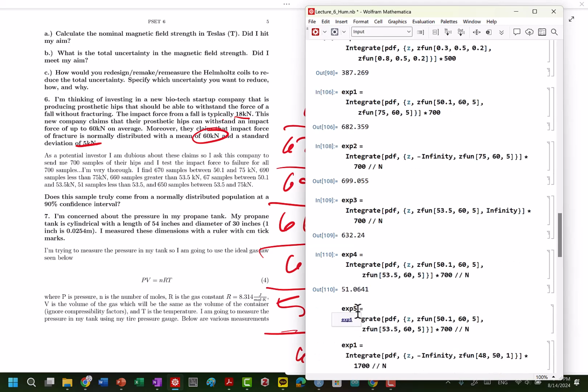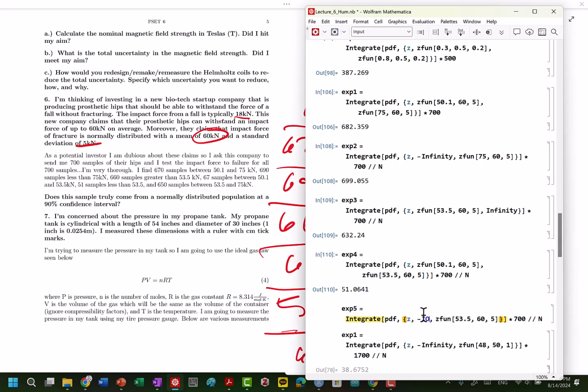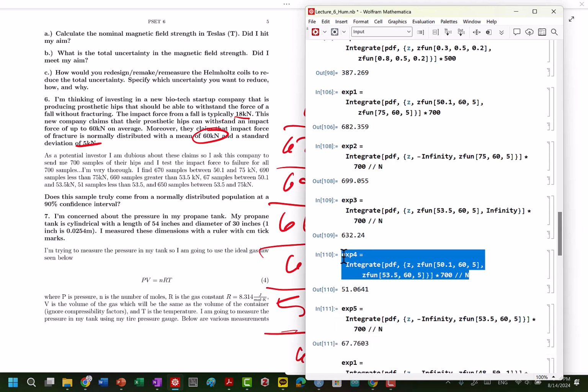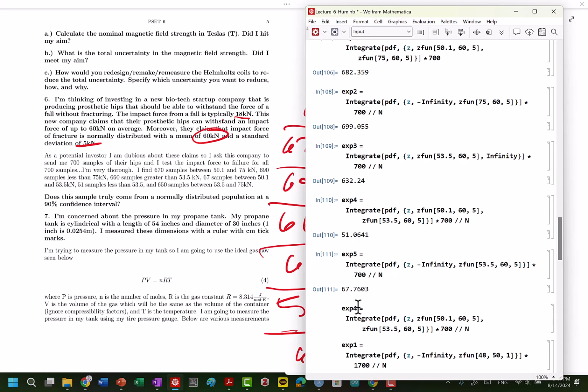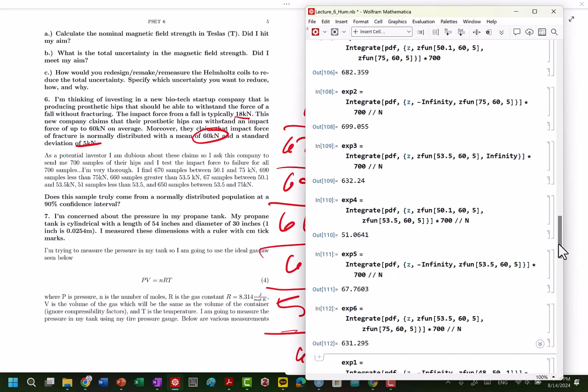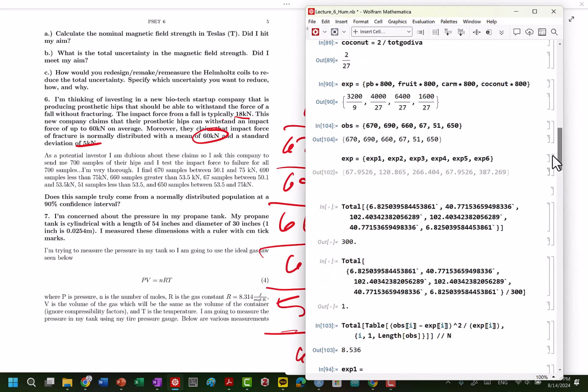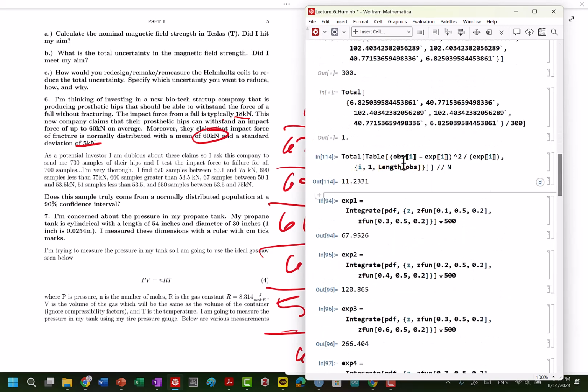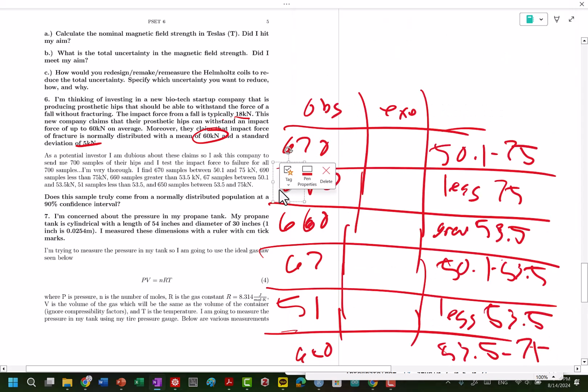And then we're almost there. Expected 5 is going to be less than 53.5. So we're actually going to go minus infinity to 53.5. And then between 53.5 and 75, I'm actually going to copy it over here. I'm going to call this expected 6. Alrighty, so let's go up. Let's shift enter this. Now we're going to go find our chi-squared experimental. So our chi-squared experimental is 11.2.